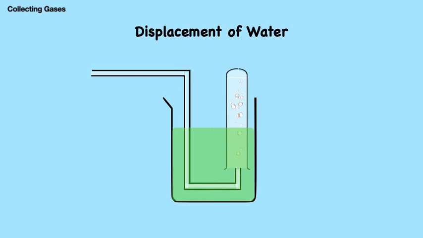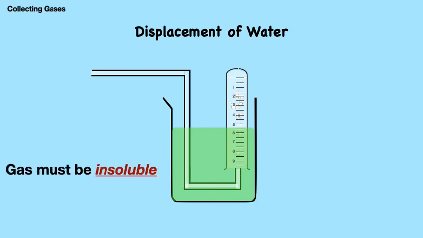Now, what's really useful about this is if instead of just a test tube, you use something that's got measurements on, you can actually measure how much gas is produced. We're verging now into quantitative analysis. We're measuring how much gas is produced. The only difficulty with this method is that the gas must be insoluble in water for fairly obvious reasons. If you pass sulfur dioxide or ammonia into water, it will just dissolve and it won't fill the test tube.